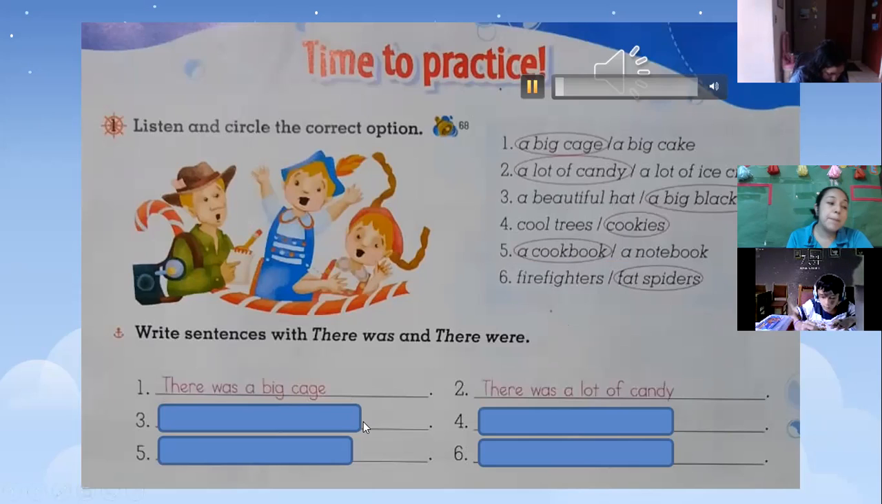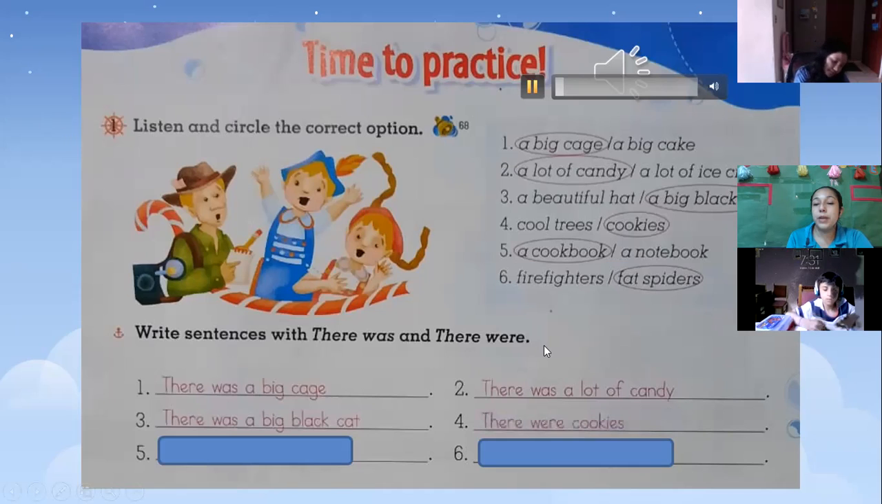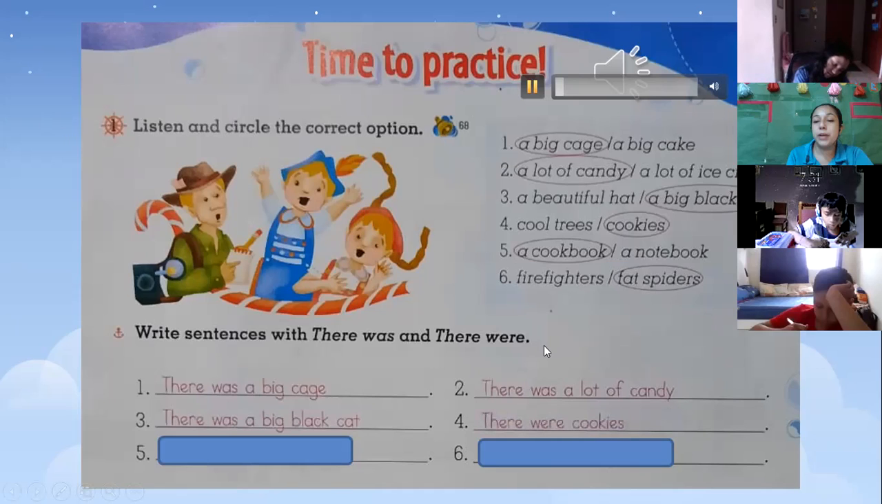Number 3, a big black cat. One, two, or more? One. Okay, one. That means we use there was a big black cat. Only one. There was. Había. Okay. Number 4. Cookies. Singular or plural? Plural. Okay, so we use there were cookies. Yes, habían galletas. There were cookies.